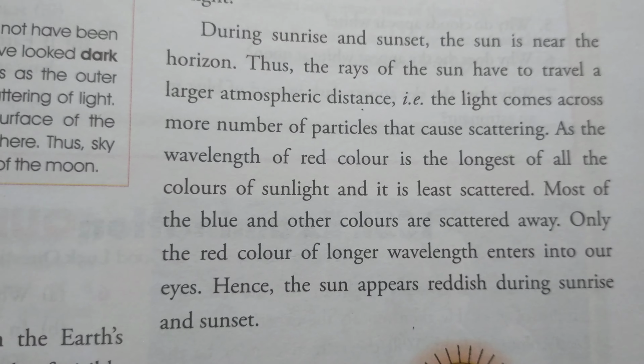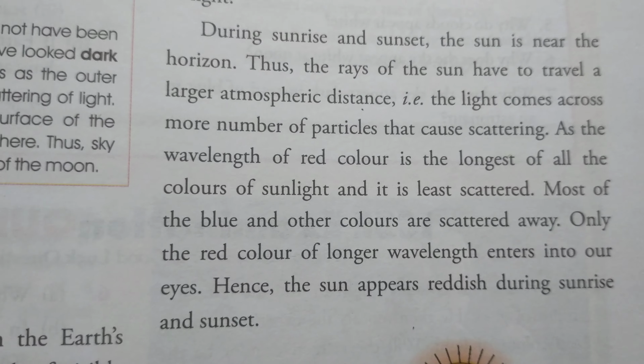As the wavelength of red light is the longest of all the colors of sunlight, it is least scattered, and most of the blue and other colors are scattered away. Only the red color of wavelength enters into our eyes. Hence the sun appears reddish during sunrise and sunset.